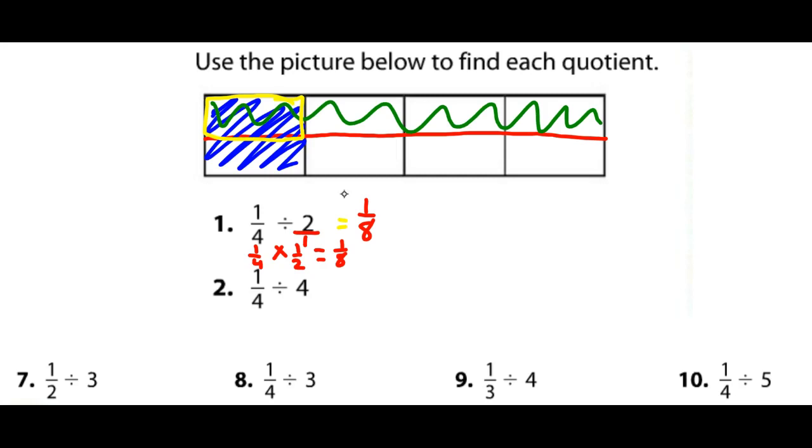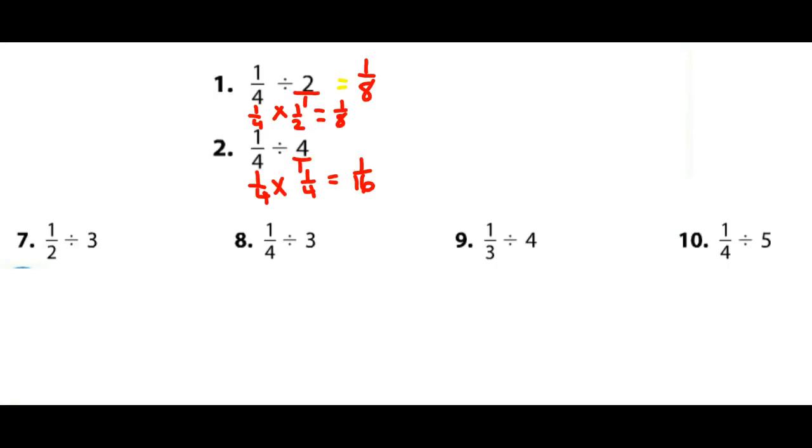Okay, so let's look at number 2 here. I have 1/4, change the sign, then make this whole number a fraction, and then flip it. So the answer here would be 1 out of 16. Okay, so I want you to use your whiteboard. I want you to solve 7, 8, 9, and 10, and then come back and see if you're right.